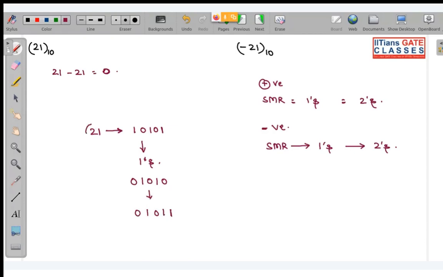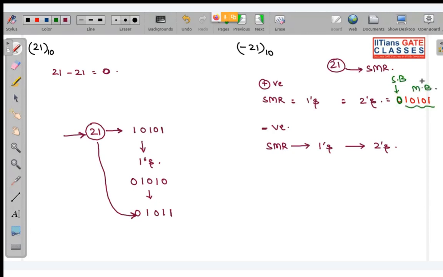So you can see this 21, this is a normal number, and for this, 2's complement is this. Now if it is positive, I tell you to represent 21 in sign magnitude representation. So this is plus 21, so you are going to write it like this: 0 1 0 1 0 1, where this 0 is your sign bit and these are your magnitude bits.